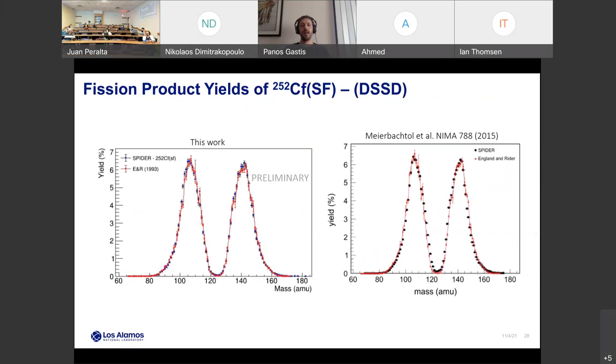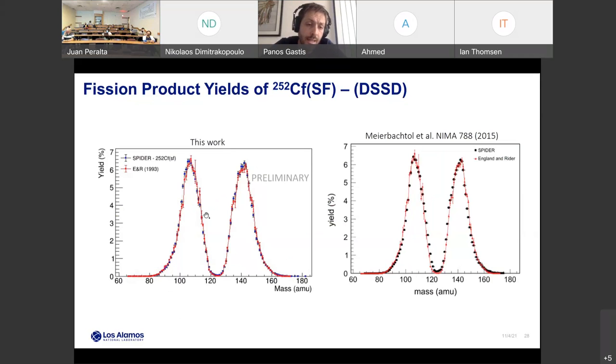And these are preliminary results from this test measurement. On the left, you see the fission yields as a function of mass. Blue are the experimental data points from SPIDER, and the red are evaluated data from the England and Rider evaluation, which is currently one of the most reliable data sets that are extensively used by everyone in the community.